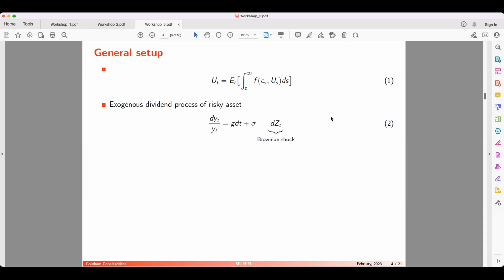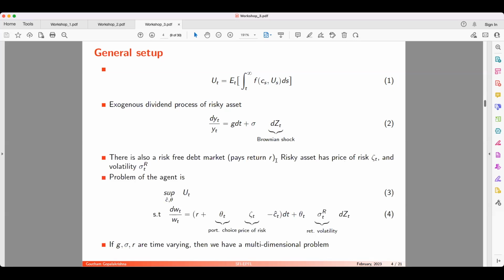All right. There is an exogenous dividend process of a risky asset. The evolution of this risky asset follows this differential equation. Z is a standard Brownian shock. Sigma is the exogenous volatility, and g is the exogenous growth. For now, assume sigma and g are constant, but later we'll think about what happens when these two are time varying, because the state space is going to expand.